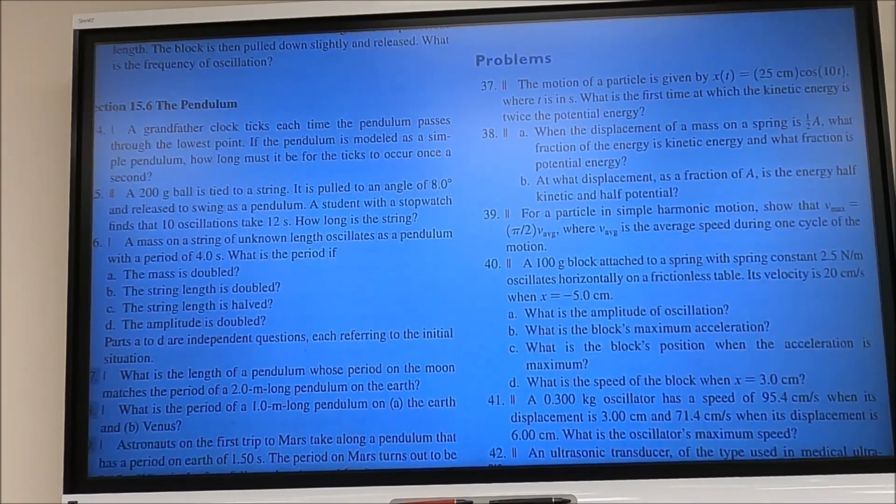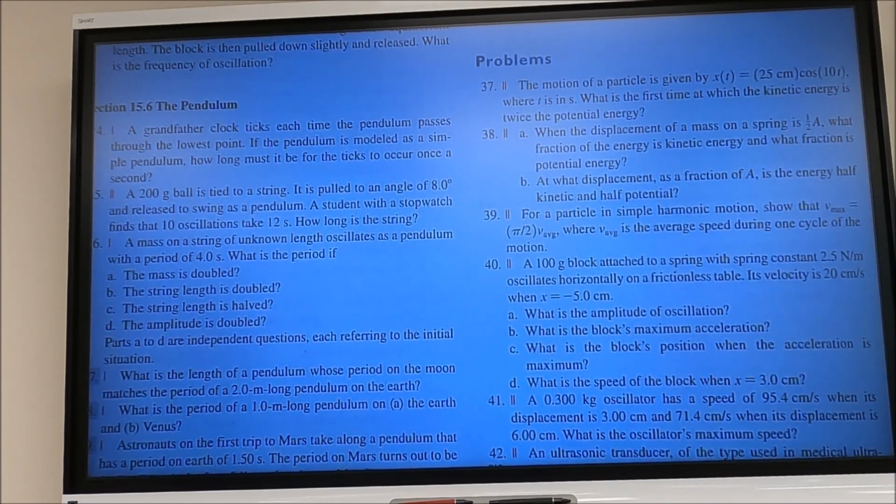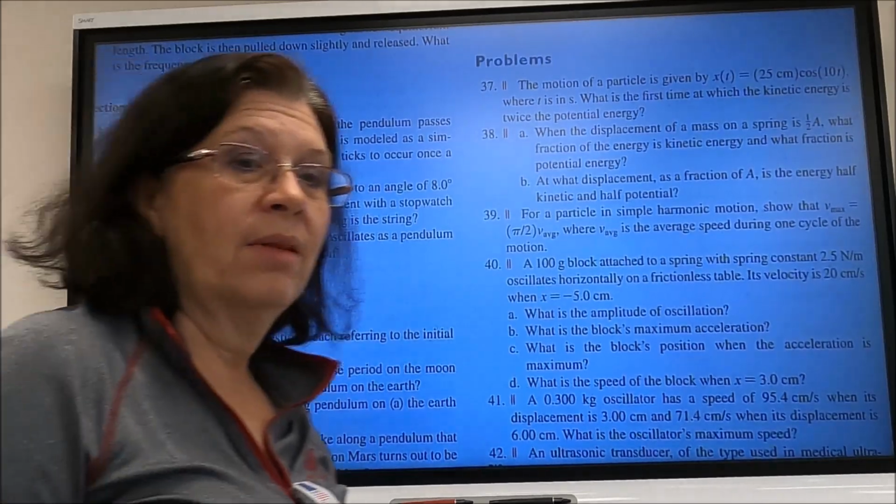It says a grandfather clock ticks each time the pendulum passes the lowest point. If the pendulum is modeled as a simple pendulum, which is what we're looking at, how long must it be for the ticks to occur once a second? Now, let's think about this.